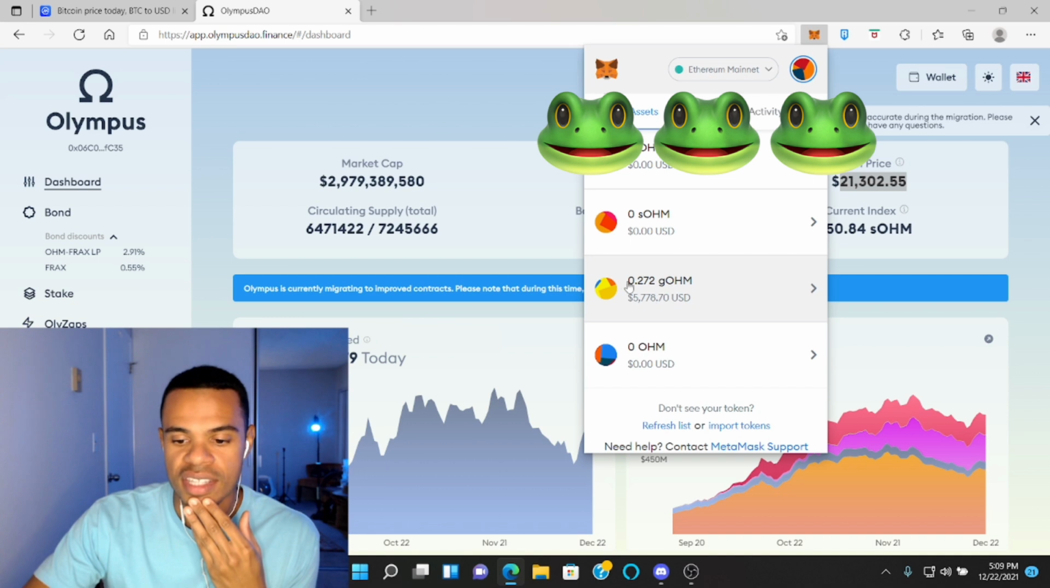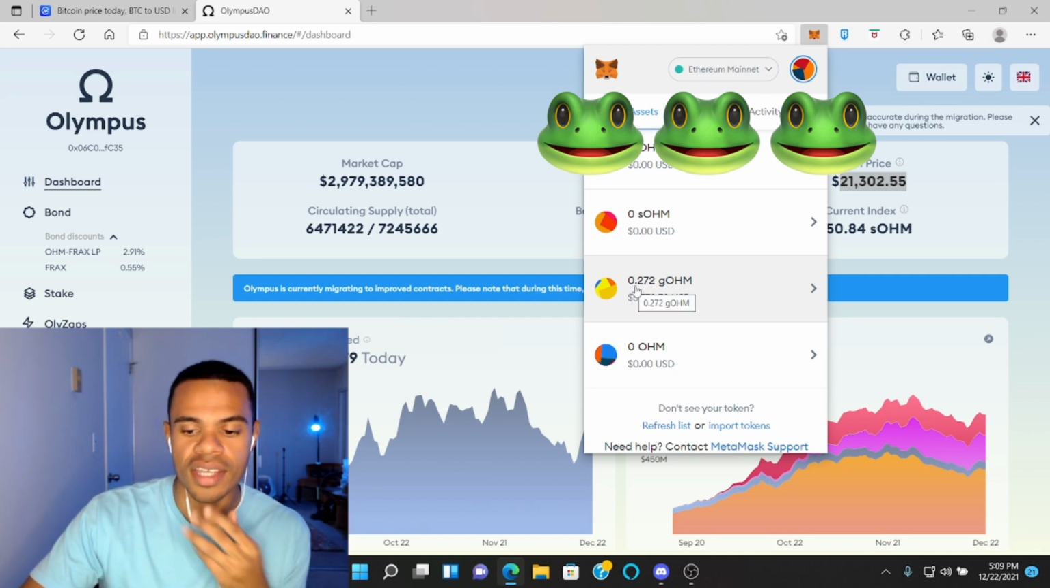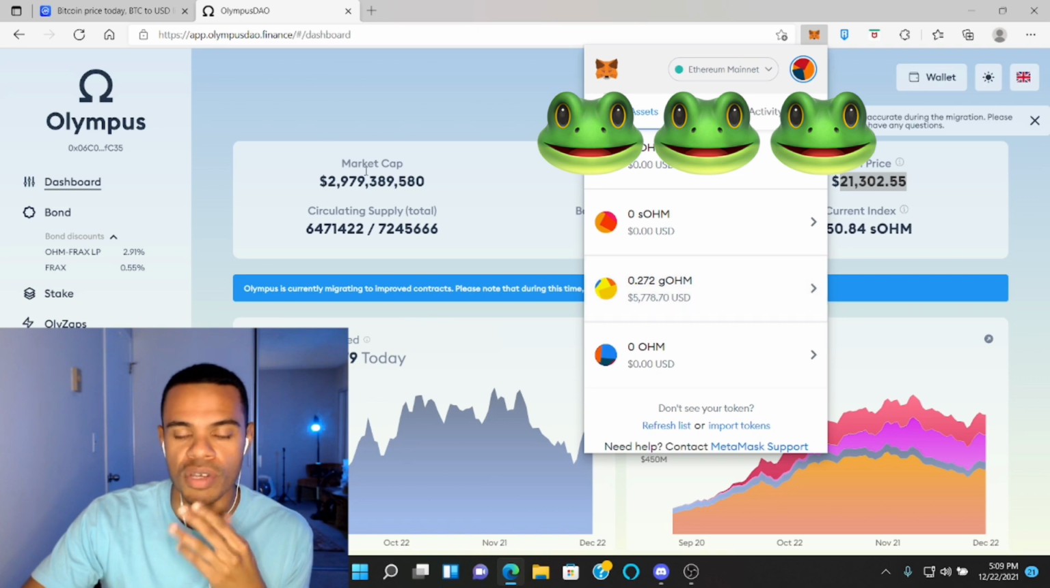The number of your GOHM is not going to change, but the value is going to go up along with the price. So don't let this fool you. I thought I was tripping out, because I thought I had 13 OHM, but it's really 0.2 GOHM. So not a big deal.